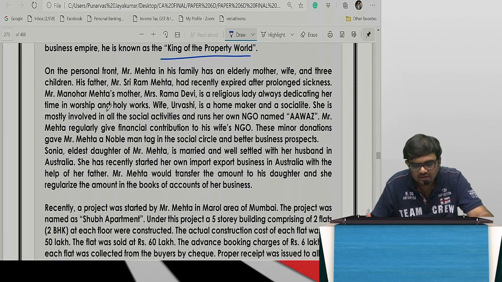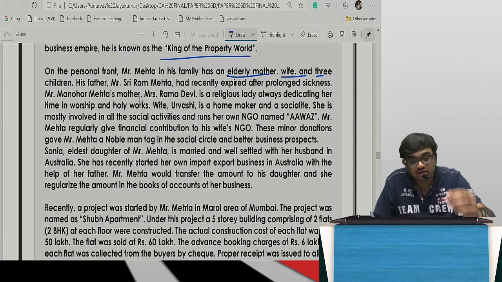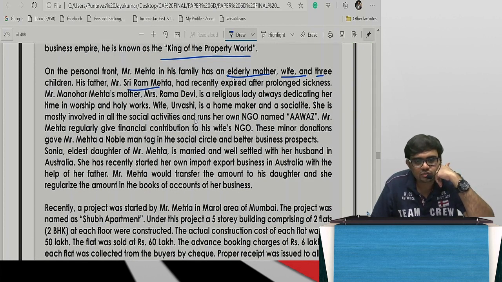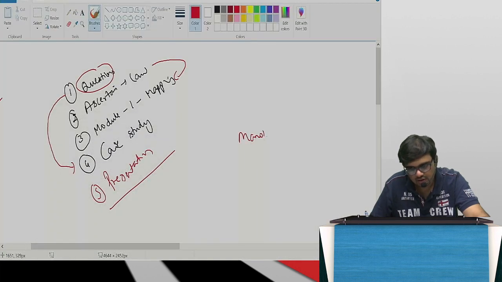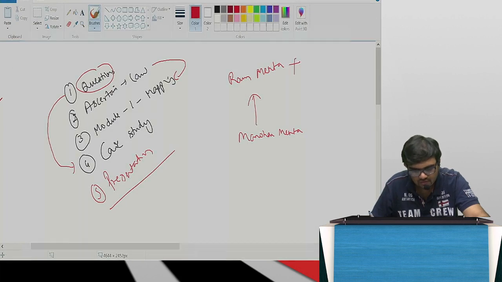On a personal front, Mehta and his family had an elderly mother, wife and 3 children. Father is Ram Mehta. So Manohar Mehta's father is Ram Mehta, recently expired after prolonged sickness. Manohar Mehta's mother is Mrs. Rama Devi. So basically we have Manohar Mehta, then the father, late Shri Ram Mehta, and the wife would be Mrs. Rama Devi, the mother, that is.